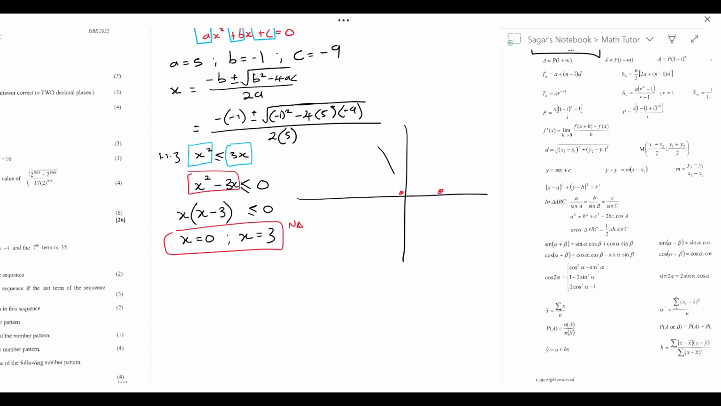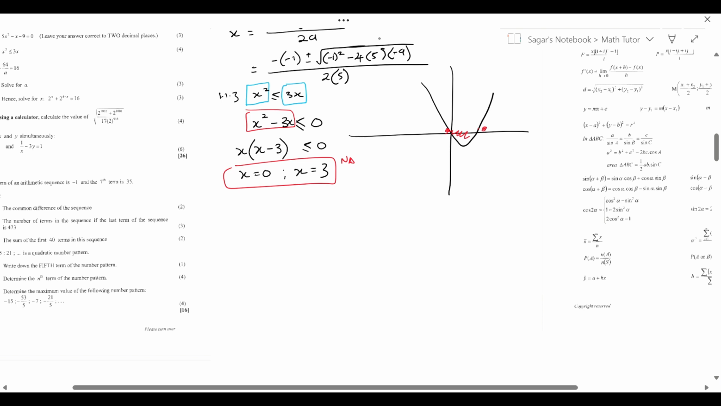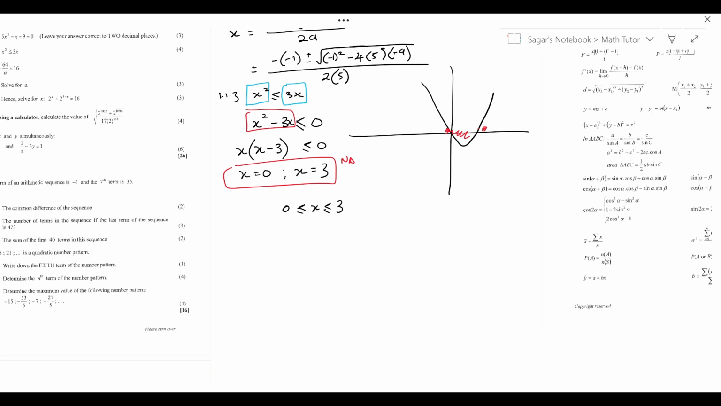So if we draw that, the graph is below 0 between x equals 0 and x equals 3. And this is how we would write it mathematically. 0 less than or equal to x less than or equal to 3. Or x is an element of 0 to 3, right?